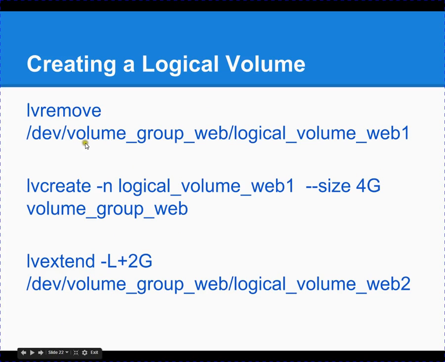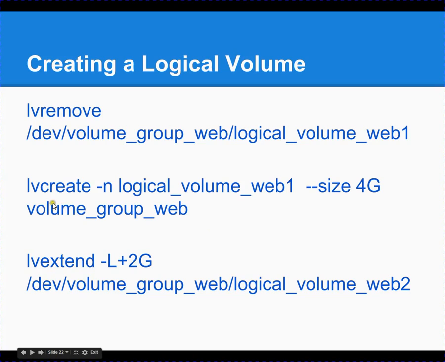Of course, if we wanted to remove one of those logical volumes, you would type lvremove, and then you would provide the full path name of that logical volume. So if we wanted to remove logical volume web1, we put the full path name in. The full path being /dev/volume_group_web/logical_volume_web1.